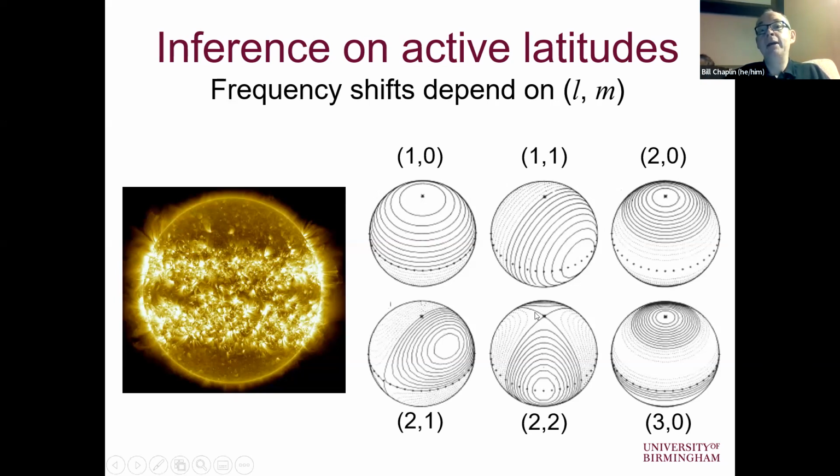If you have a star where activity is concentrated in the active latitudes, you'd expect, for example, the frequency shifts measured by the L=2, M=2 modes, which have more sensitivity near the equator, to be stronger than the shifts that you measure in the L=2, M=0 modes, which have less sensitivity, relatively speaking, in those regions. So what we've done is we've done this for the BiSON data.